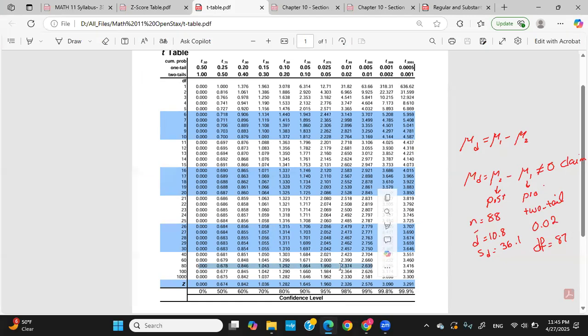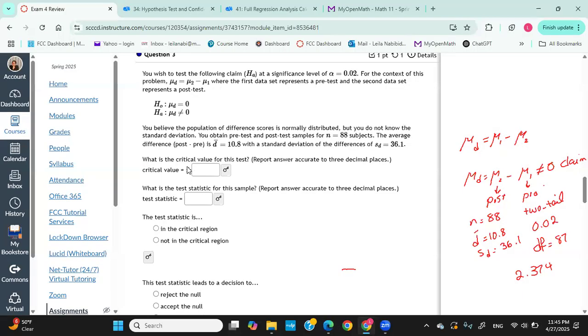And I think the answer should be this. So the critical value should be 2.374. But you know, whenever we have a two-tail test, that means we have two critical values, a positive and a negative. That's why you see that out of the box we have a plus and minus. So you don't have to put a plus or minus for the number that you put in the box. Just type in the number. But the number I have to put, based on the information that I got from the table, is 2.374.